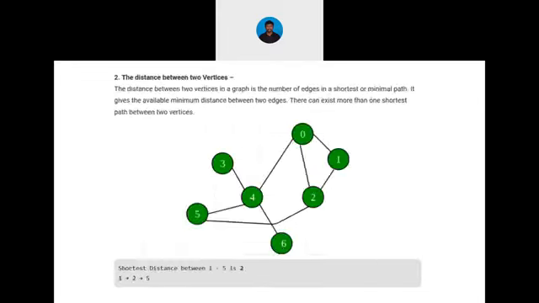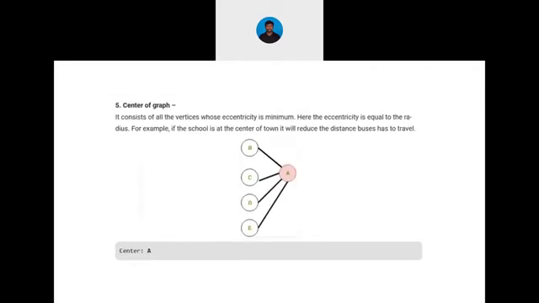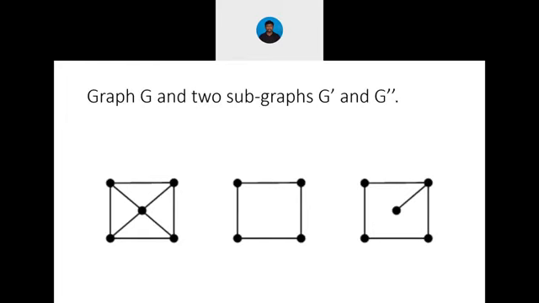Let us enter into the subgraph. Keep in mind the definitions we have seen so far: length, distance, diameter of the graph, radius of the graph, center of the graph, eccentricity of the graph, and how to calculate these things. And then the next one is the subgraph. A graph G and two subgraphs G dash and G double dash have been drawn here, right?